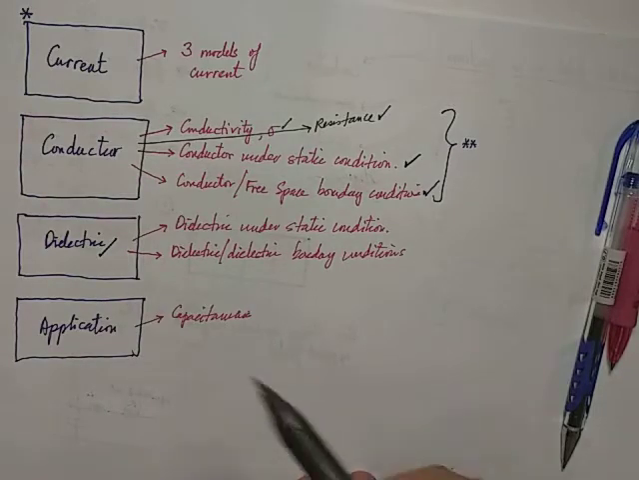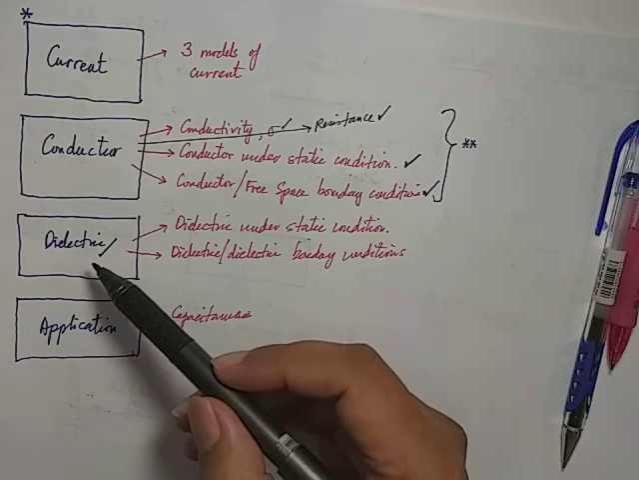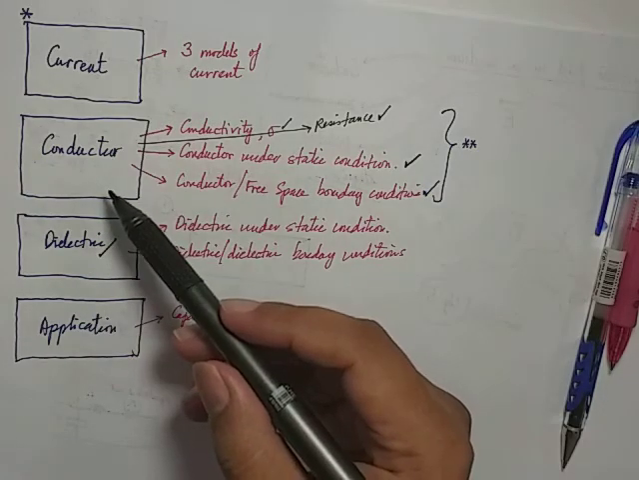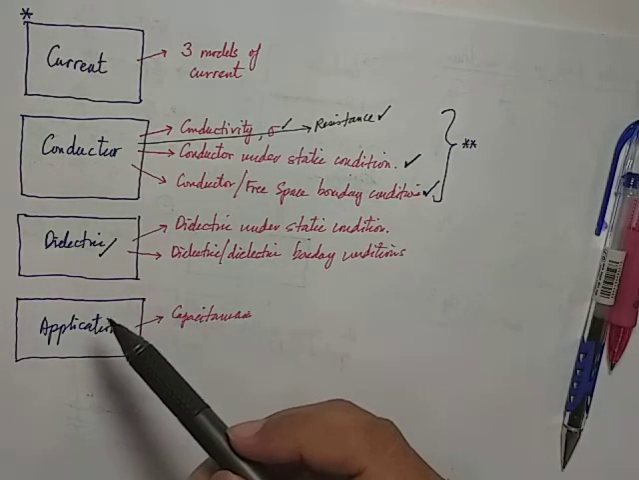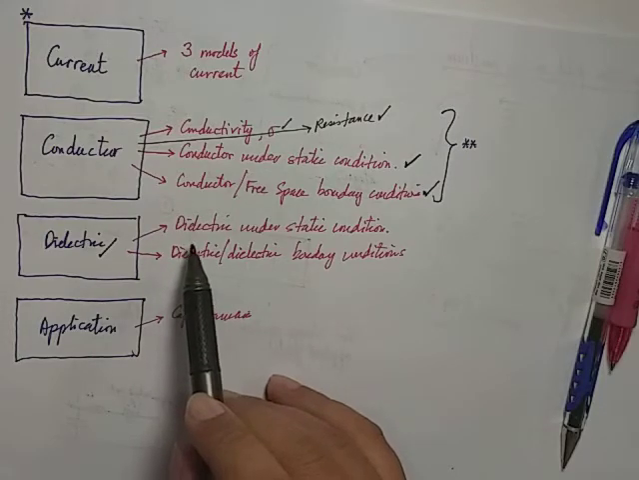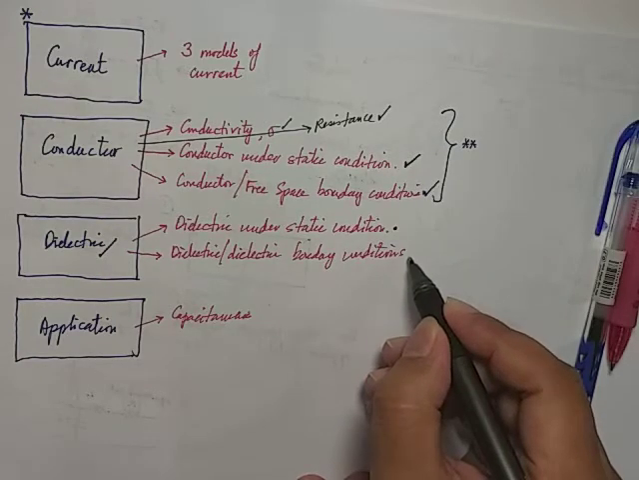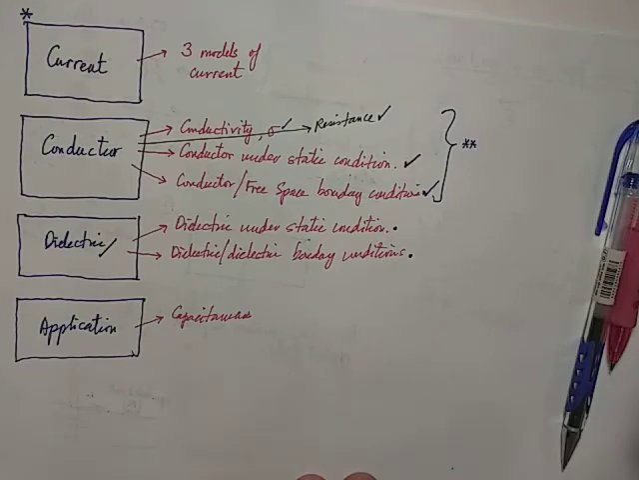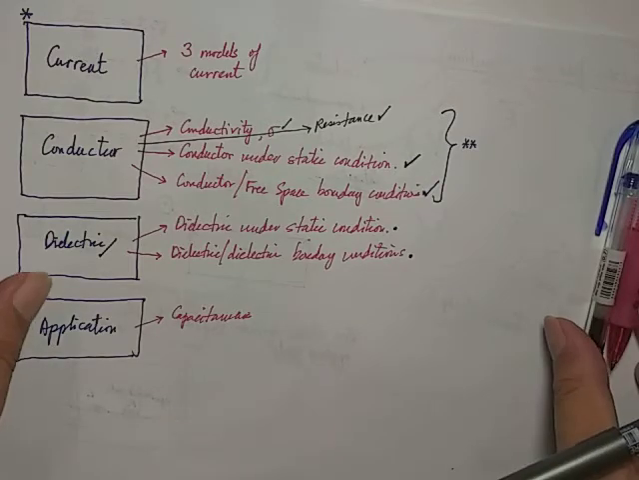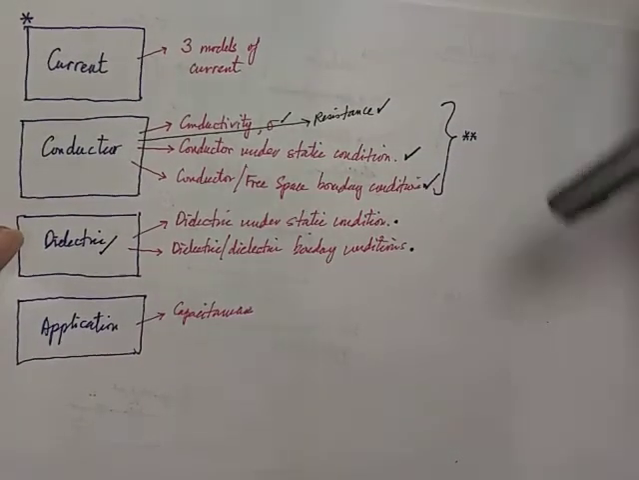About dielectric, we know dielectric material in terms of electrical behavior is totally opposite to conductor material. We're going to talk about two main issues. The first one is known as dielectric under static condition, and then we're going to follow with dielectric boundary condition. That should be the main issue that we're going to discuss in this particular session. Without further ado, we're going to talk about the first issue, dielectric under static conditions.